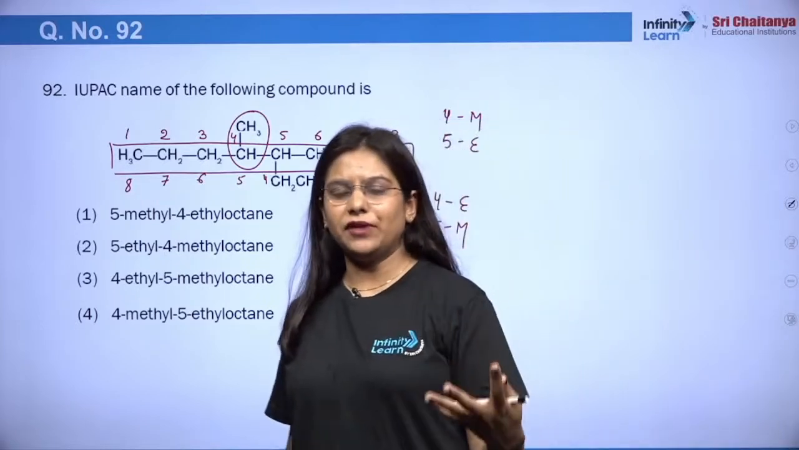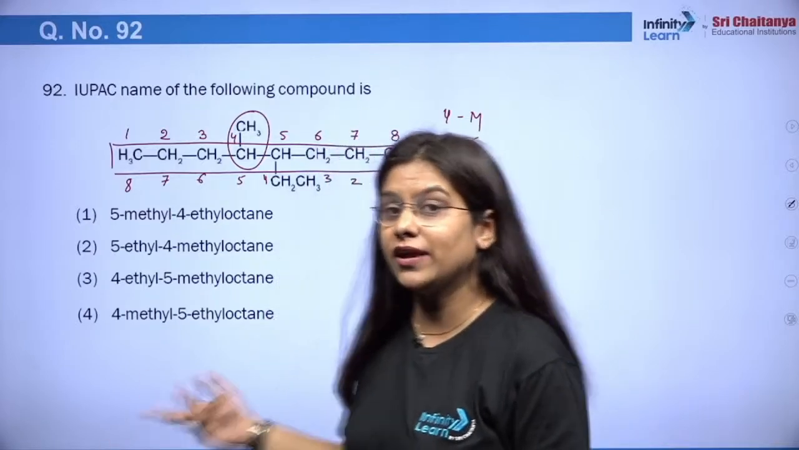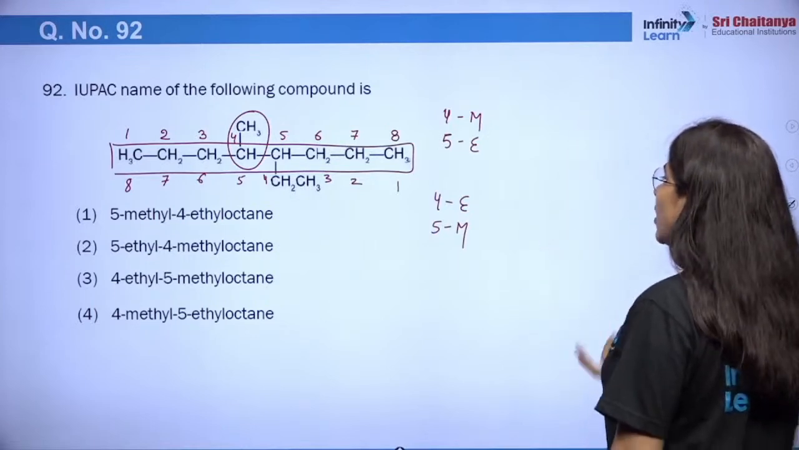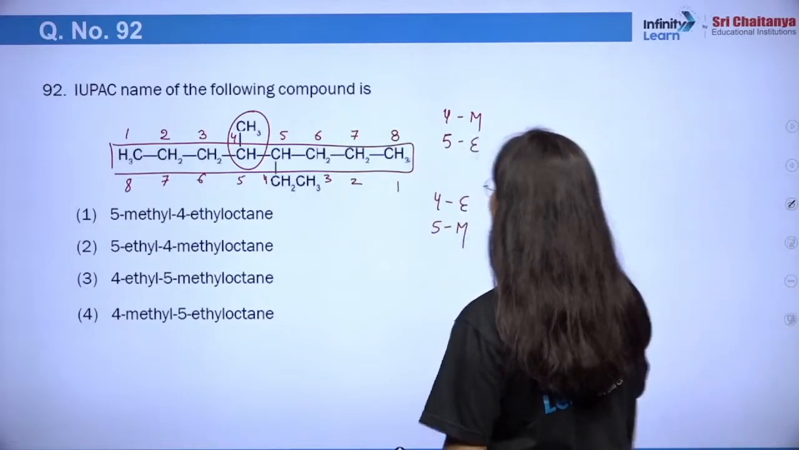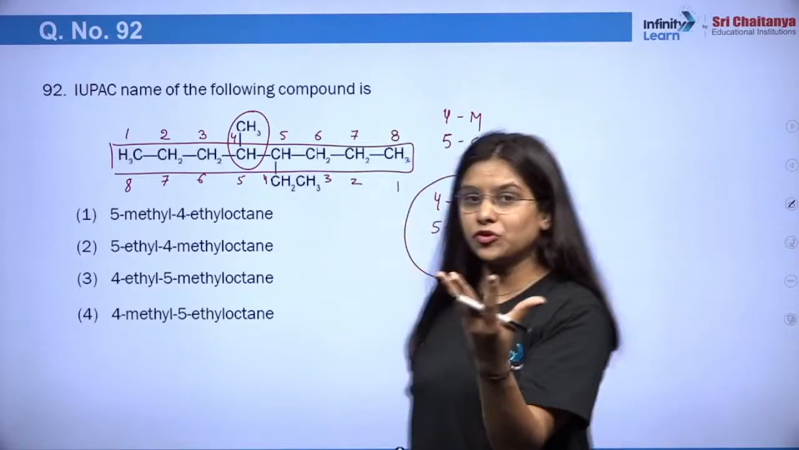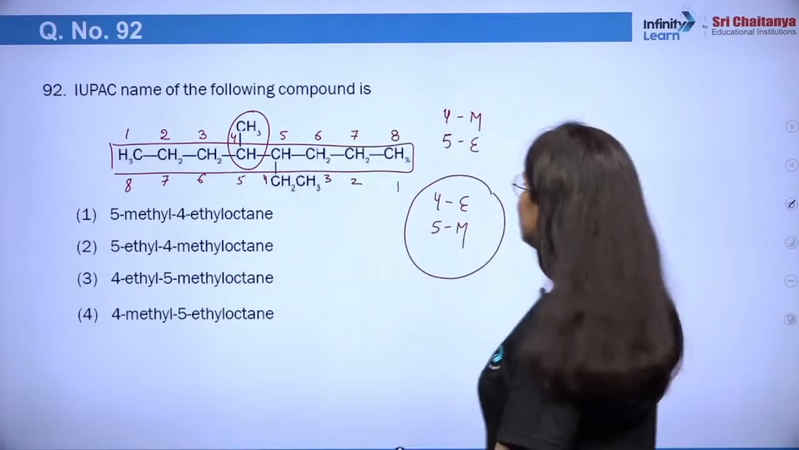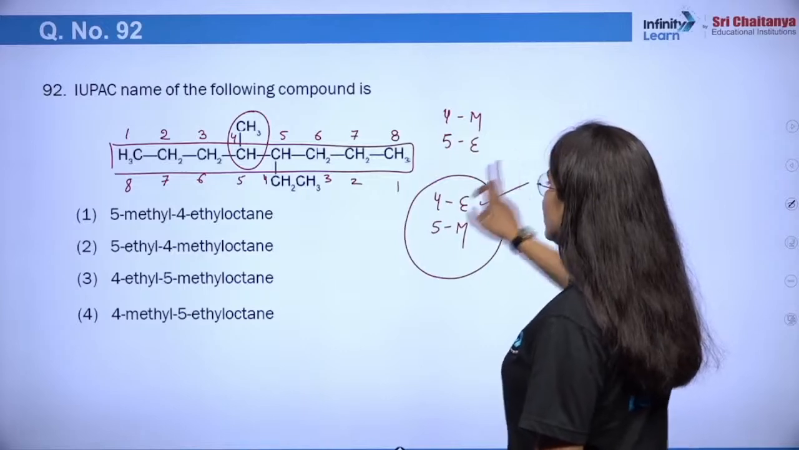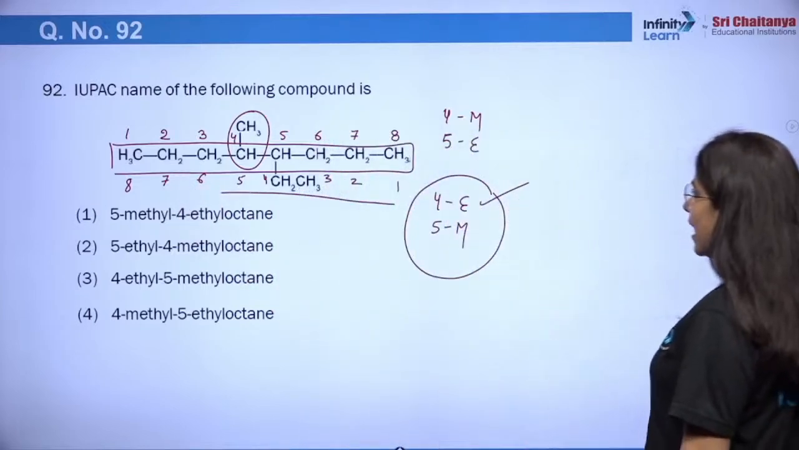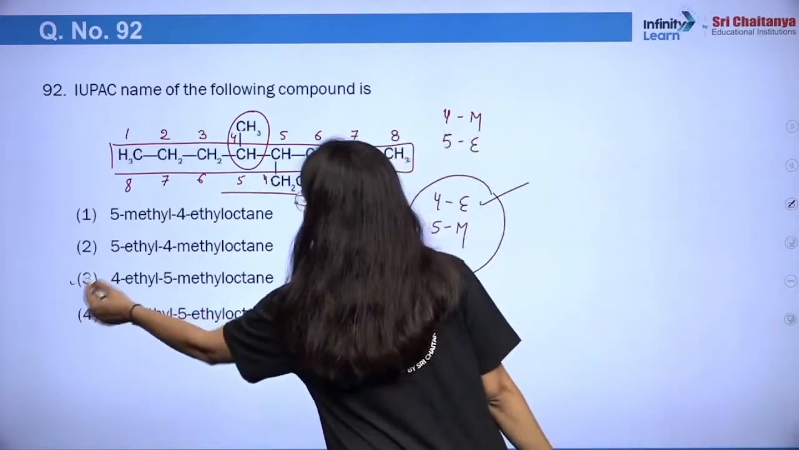If the number is different, then we use the lowest locant rule. But here we can't apply that because from both the sides we are getting same number. So what we'll do in that case, we give more priority to the substituent which comes before in the alphabetical order. So which comes before in the alphabetical order? E. So we'll choose this. So what will be my answer? 4-ethyl, 5-methyl octane. That is option number 3rd.